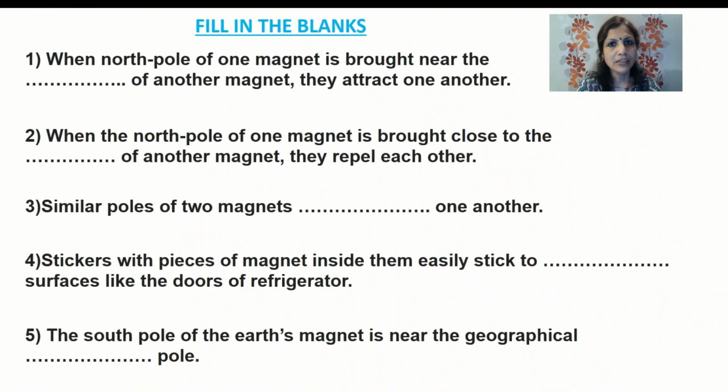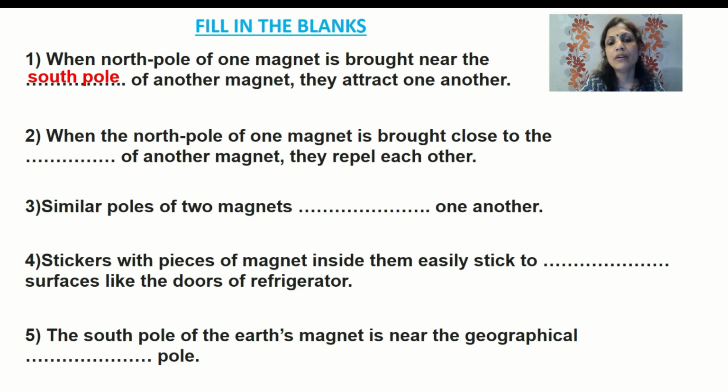These are fill in the blanks. When the north pole of one magnet is brought near the dash of another magnet, they attract one another. So which two poles attract one another? Opposite poles attract each other. So north pole, when you bring a south pole near it, it will attract.